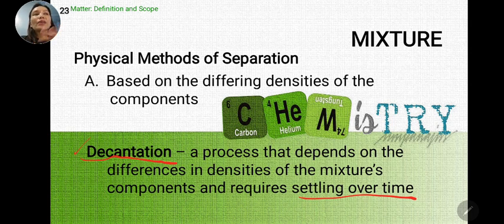So, after natin maghugas, hintayin muna natin mag-settle down yung rice grains and then itatapon natin yung tubig or hugas bigas na tinatawag. So, that is an example or a beautiful explanation of decantation. Simple lang siya at araw-araw yung ginagawa sa mga bahay nyo. So, that is decantation.